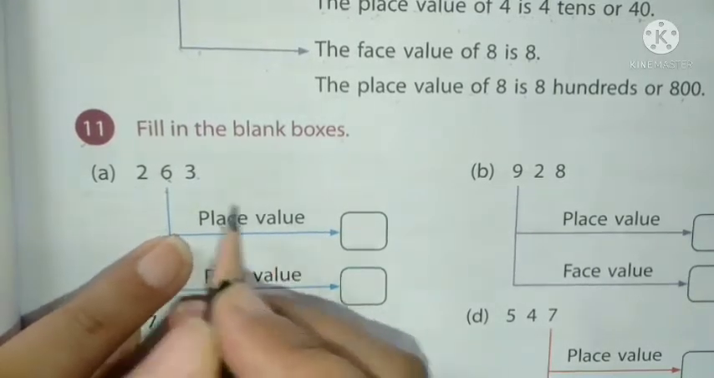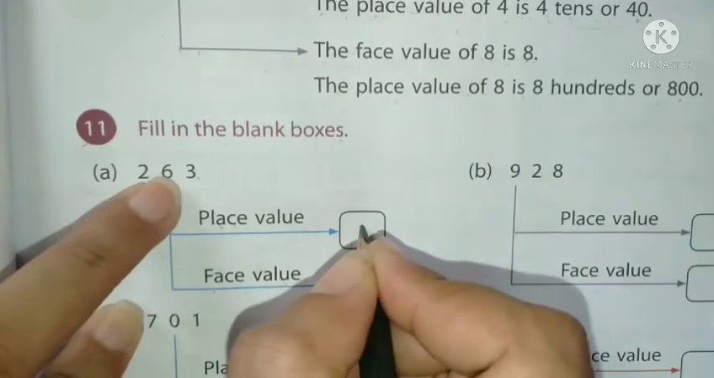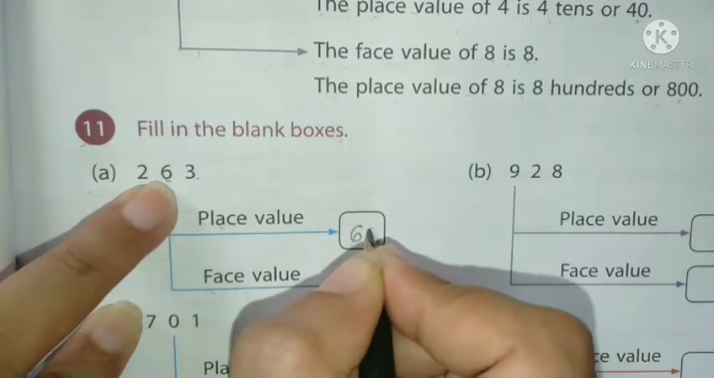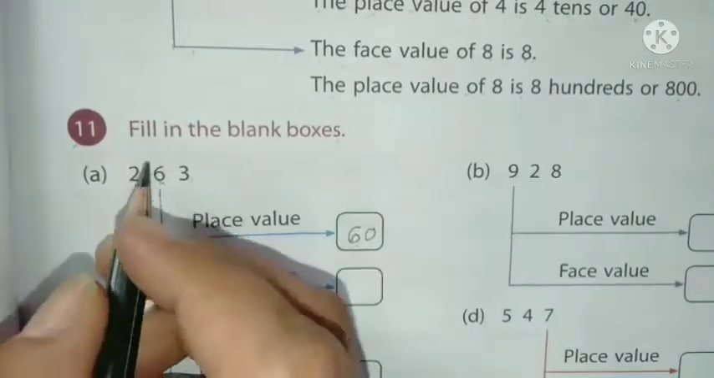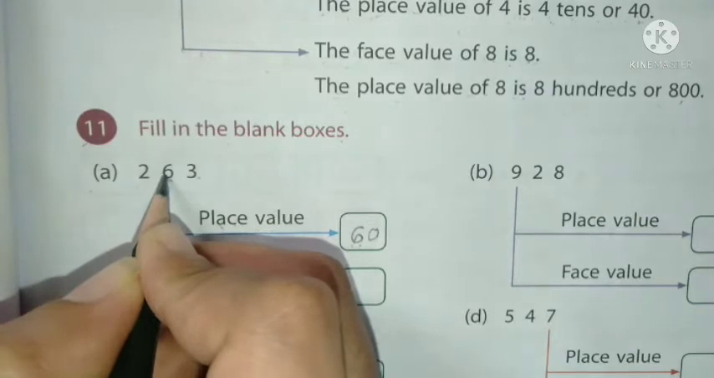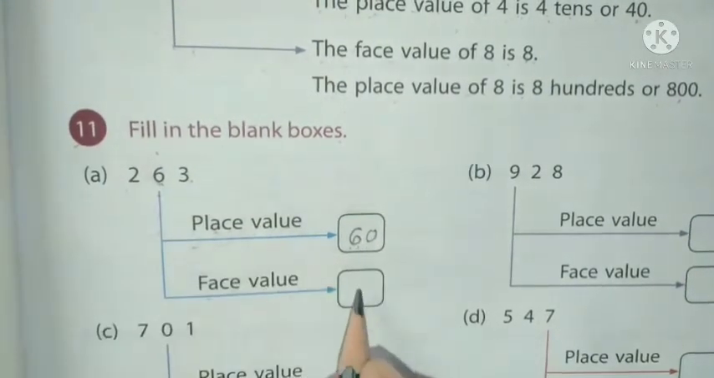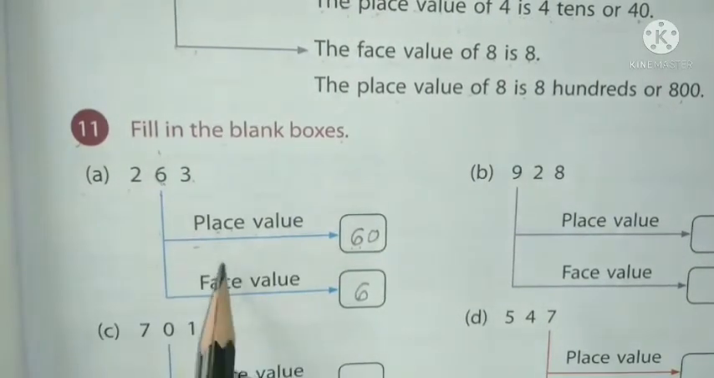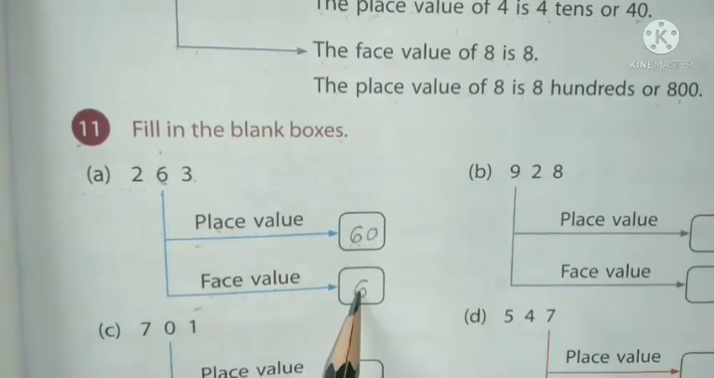So what is the place value of 6? Yes, 60. Why? Because here 6 is on tens place. So what is the place value of 6? 60. Write down. The place value of 6 is 60 because here 6 is on tens place and the face value of 6 is 6. क्योंकि face value वही का वही number रहता है. So place value of 6 is 60 and face value of 6 is 6.